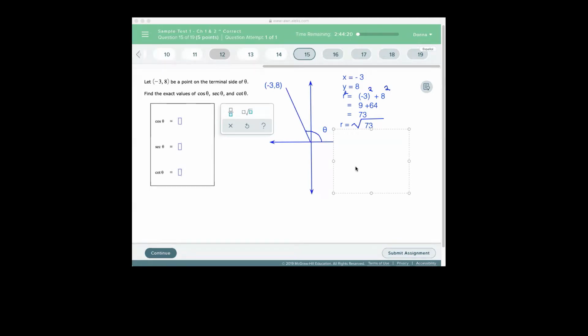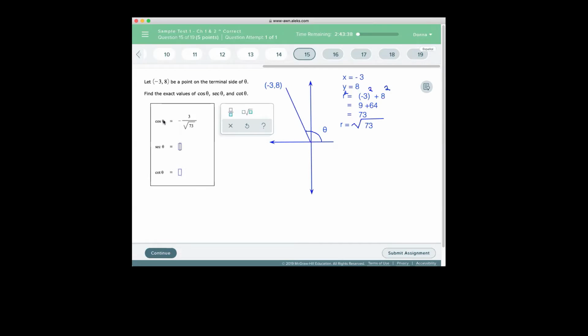Once we know x, y, and r, we can find the trigonometric values. We know that cosine theta is x over r, so x would be -3 over root 73. In this example, they don't ask us to simplify the radical, so we can leave it with the radical in the denominator. However, if you wanted to simplify, multiplying both the numerator and the denominator by root 73, we would have -3 root 73 over 73, but we'll leave it as it is.